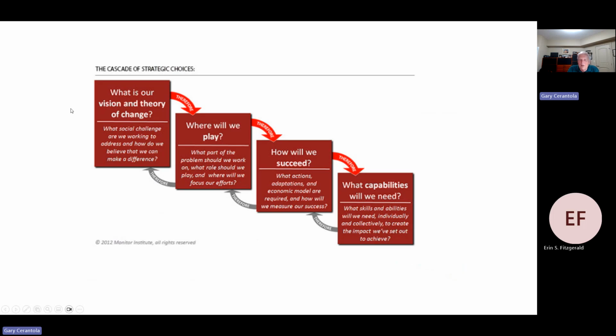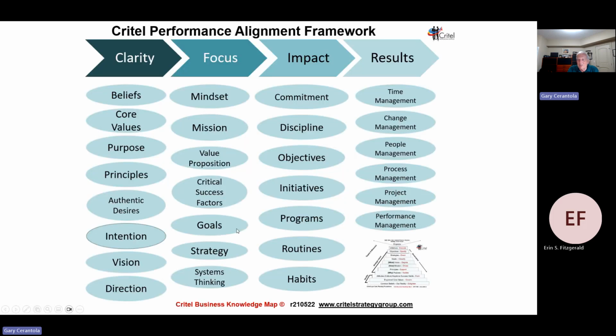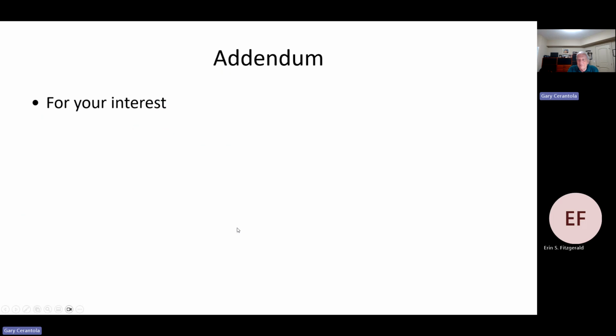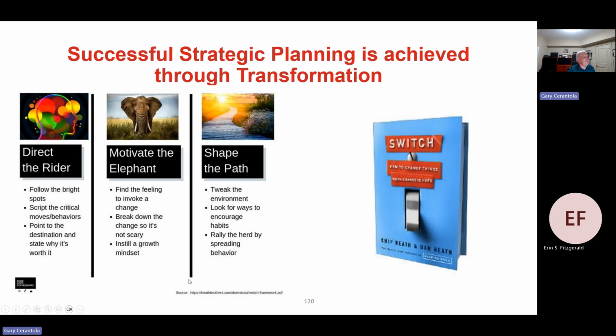Again, thinking about how things cascade, the vision and theory of change will determine where we will play, how we will succeed, and what capabilities we will need to really set this up. And that's it. All right, that's it for topic 9.